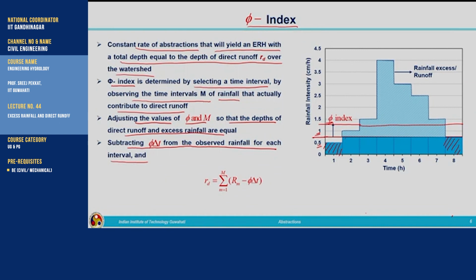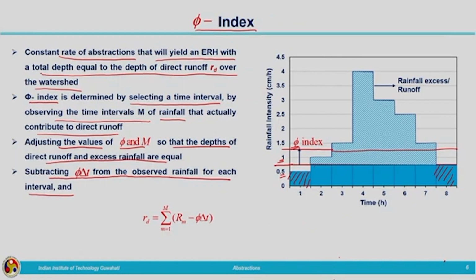So, RD is given by the summation from m equal to 1 to capital M of Rm minus phi delta t. The initial determination of phi requires the value of the runoff depth. That is, we will find the excess rainfall that should be equal to the runoff depth measured at the outlet point. Based on that, we will determine the phi index value. Later on, for the same catchment, even though the runoff depth is not available, this predetermined phi index value can be utilized for finding the excess rainfall depth. Here, Rm is the observed rainfall in that particular interval.